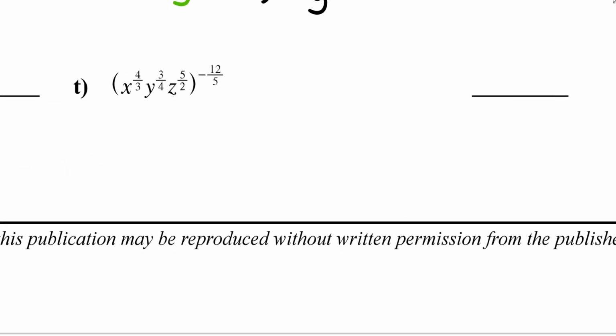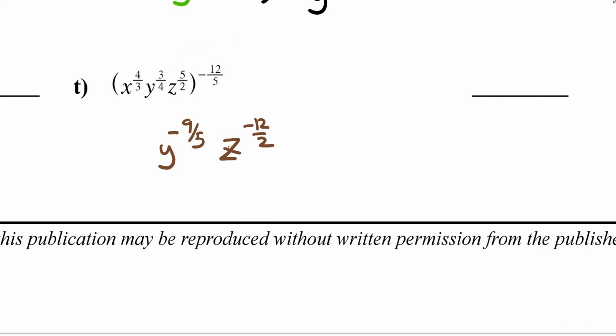And letter T here, let's go ahead and multiply the numbers here. So that's going to be z to the power of, well, the 5's can cancel, so that's negative 12 over 2. And let's go ahead and multiply this with that one. So this is y to the power negative, well, the 4 and the 12, that's going to be 3, so that's going to be 9 over 5.